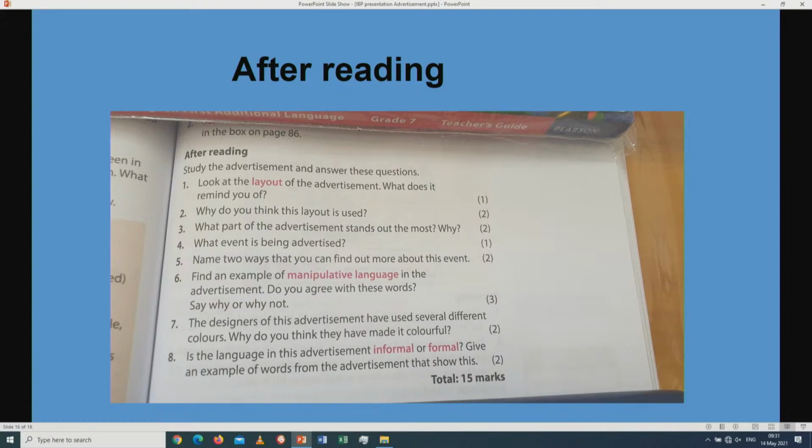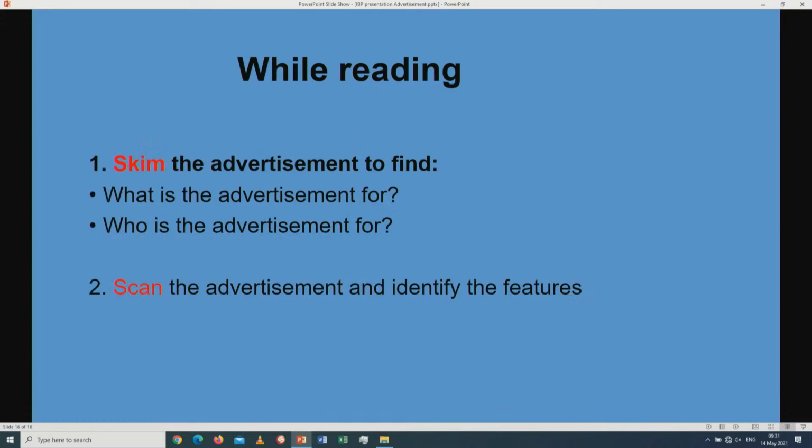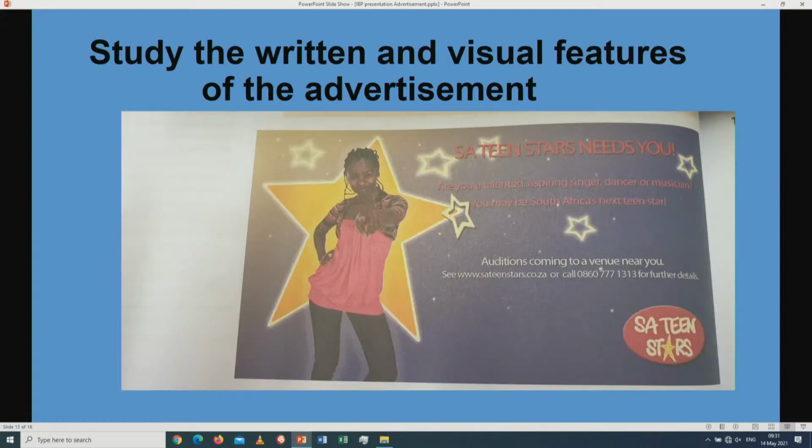Let's go back to the picture, and maybe we can see the manipulative language that is used, so that you can write a reason why you agree. Which is it? What language was used?